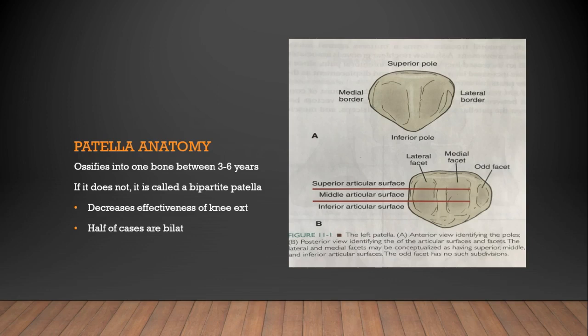The odd is the most medial facet. The medial and lateral facets can then be divided into superior, middle, and inferior articulating surfaces, making the posterior surface of the patella a 2x3 grid. The odd facet does not really have enough articulation to divide.